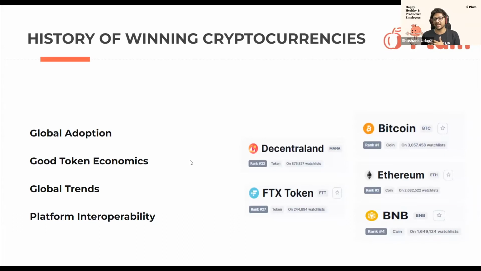Same with Sandbox, right? They were already there. It was not some new token that got launched right now. But because the global trend supported it, it started going up.